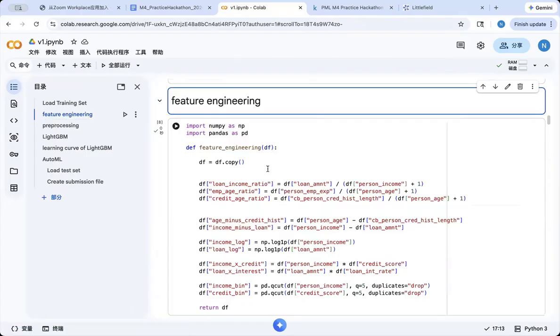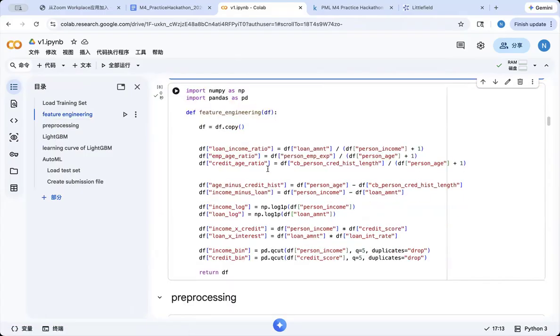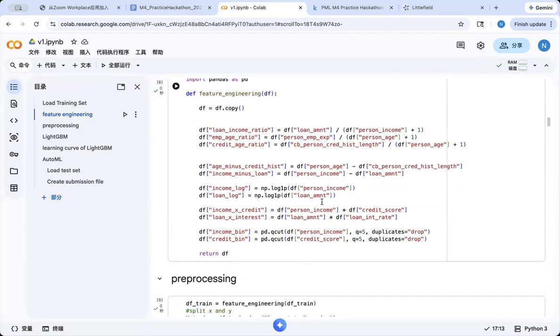I created several new financial ratio features, such as loan to income and credit history to age ratios, to better reflect repayment ability. I also added interaction terms and log transformations to capture nonlinear relationships and reduce skewness. Besides, I applied binning to income and credit scores to help the model detect structural effects.